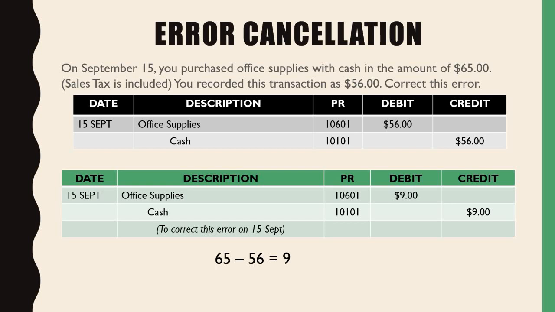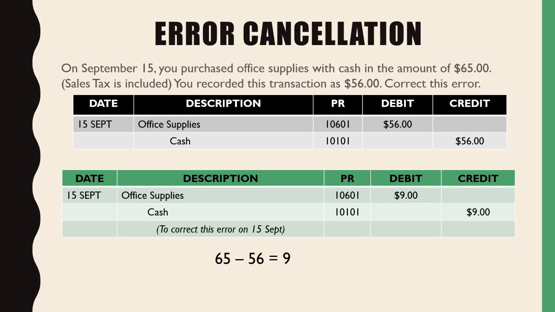So therefore, that's the error cancellation. You're going to find the difference between the two numbers of error that you made here. And then you're going to think about which account is over and which account is under. Okay, so in this case, both accounts are under. I recorded them as under; instead I need $9 more. Okay, so that is the error cancellation method.